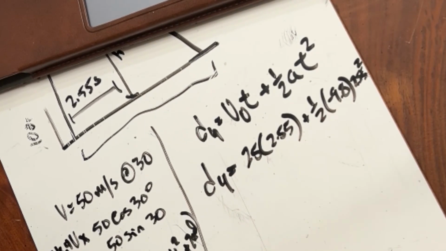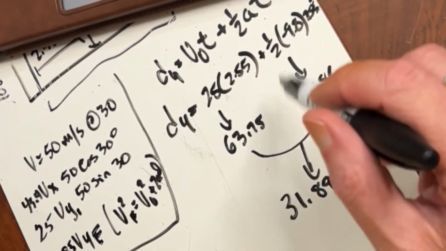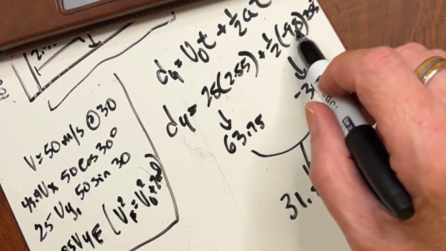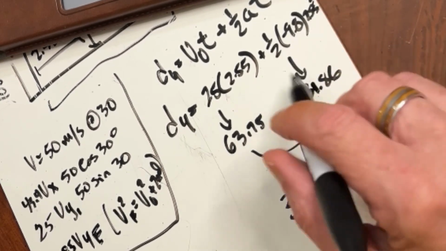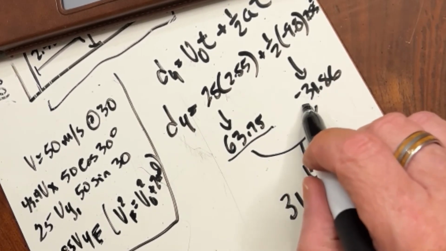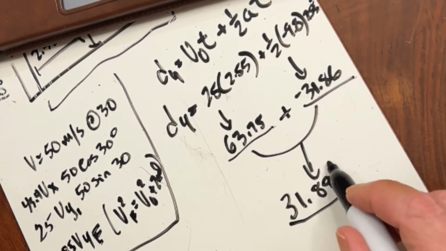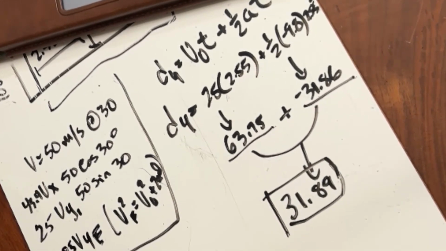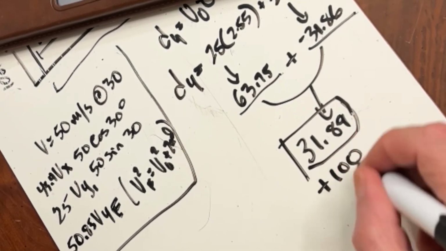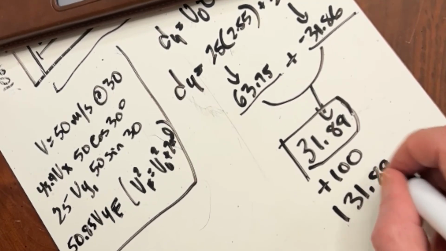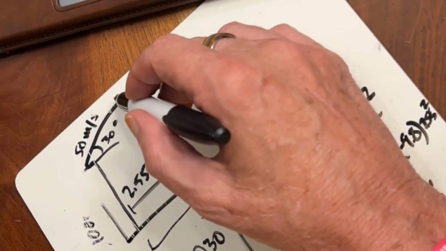Let's go ahead and do the math for that. Plugging in the numbers, 25 is our initial y velocity times 2.55 seconds, plus 1/2 times negative 9.8 for gravity times 2.55 squared, we get 63.75 and negative 31.86. Add those two together, and we get 31.89 meters. But we're not quite done because we start off at 100 meters. So this is going to be 131.89 meters, and that is our answer for the total height at the peak of the arc right here.